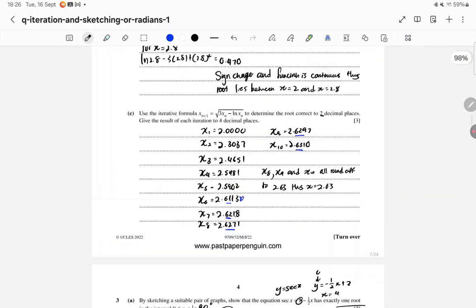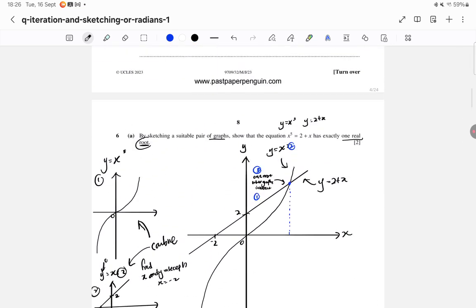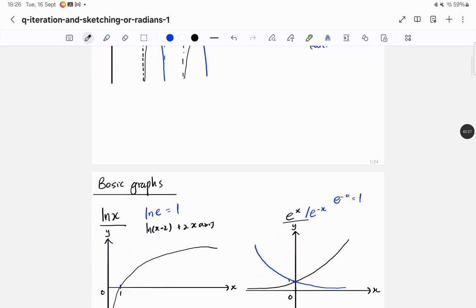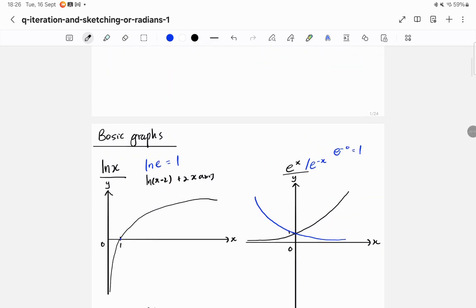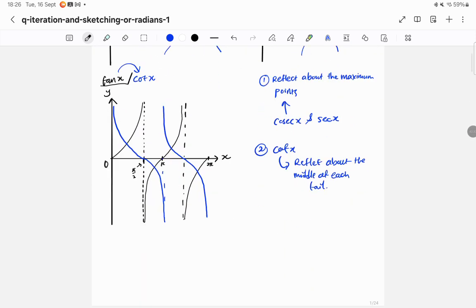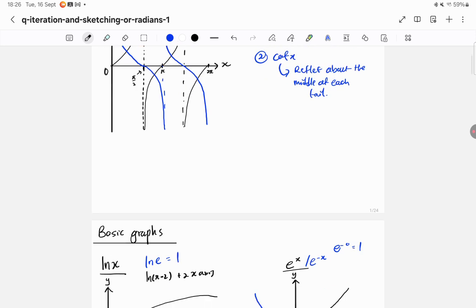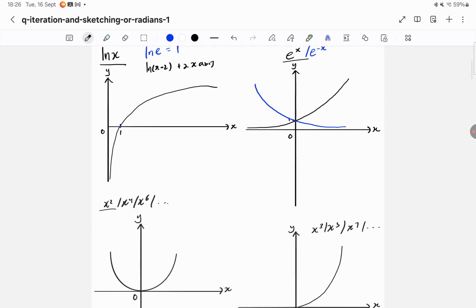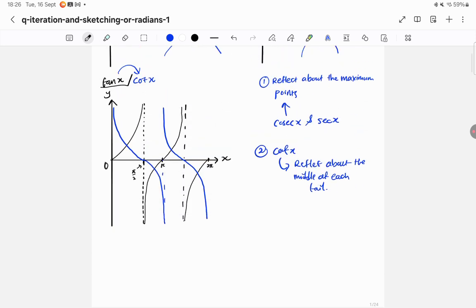So yeah, that's more about graph drawings. What's most important is I hope you guys remember the main graph drawings. Just try to remember how you can change the graph from sine x to cos x, and the basic graph shapes. So that's all for this video, guys.